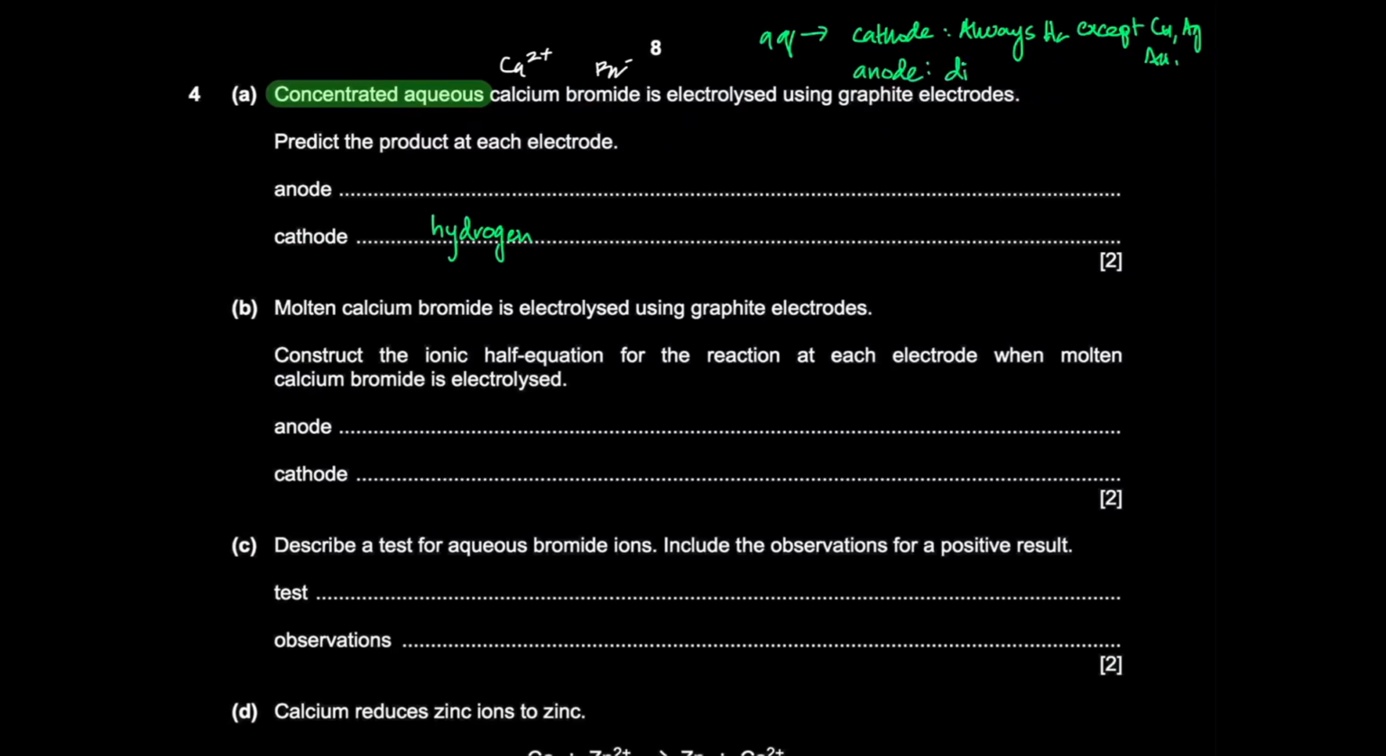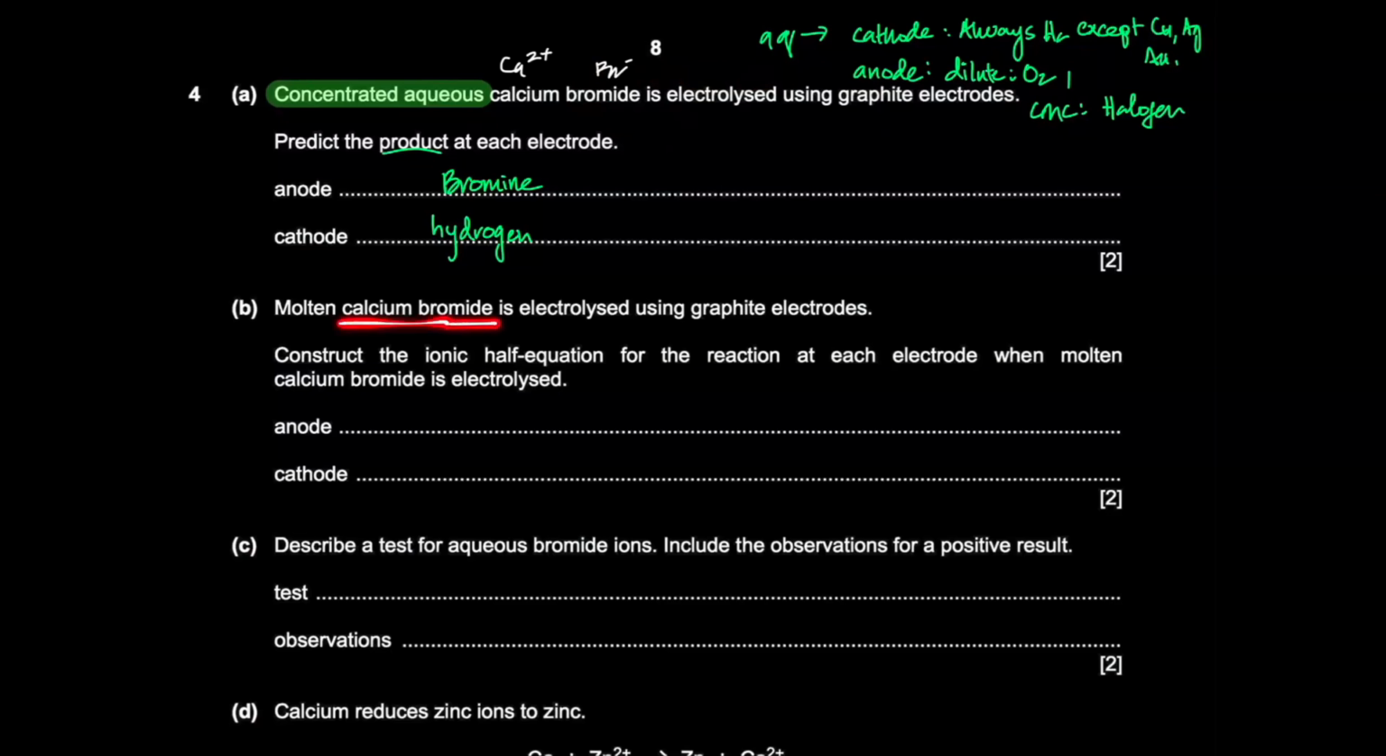If it's dilute, it's always oxygen, and if it's concentrated, it's going to be the halogen. Here we do have a halogen. We have bromide. Bromide is the halide, the anion. So the product will be the halogen, which is bromine. Bromide will lose electrons to form Br2 and 2e minus. At the anode, oxidation happens, loss of electrons.